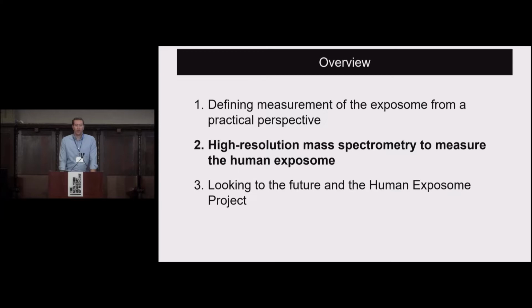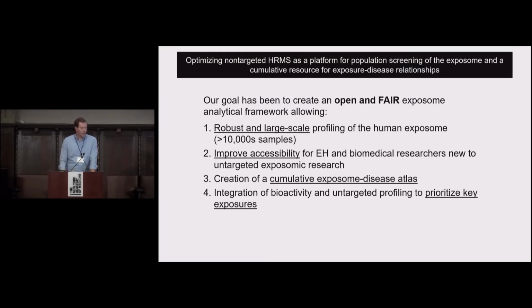So that's the goal. That's what we're hoping to accomplish with these technologies and platforms. But the question is, how do we actually apply this? How do we go from this hope of being able to characterize the exposome to actually measuring it in our human studies? And so in my research group at Mount Sinai, the high resolution exposomics group, one of our goals has been to really optimize high resolution mass spectrometry as a platform for population screening of the exposome, and also a cumulative resource that we can develop to study exposure-disease relationships.